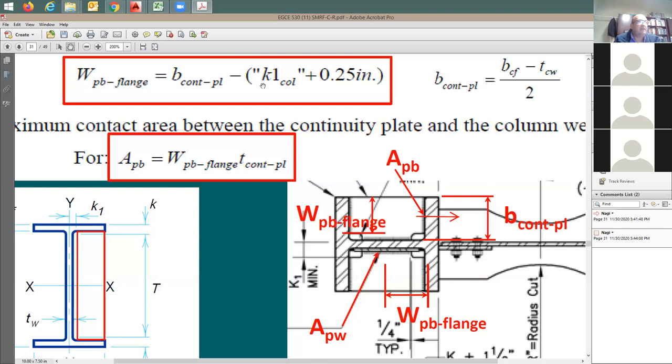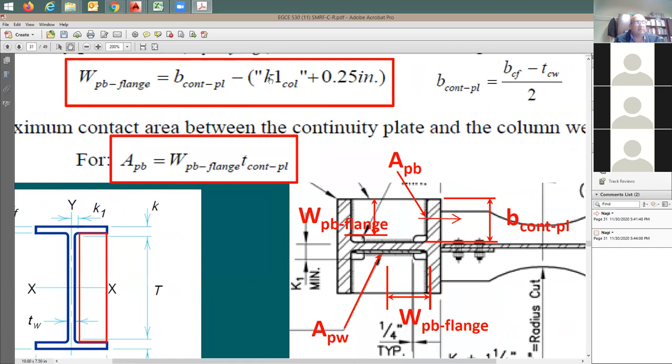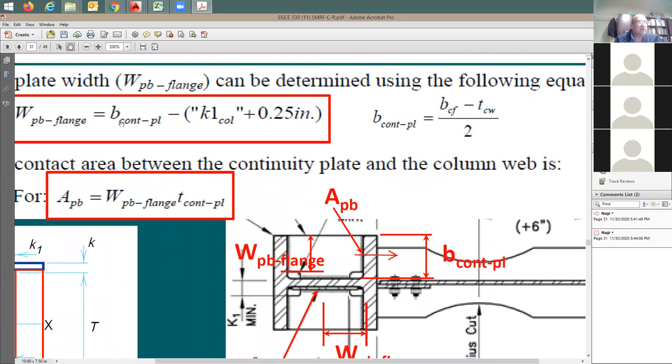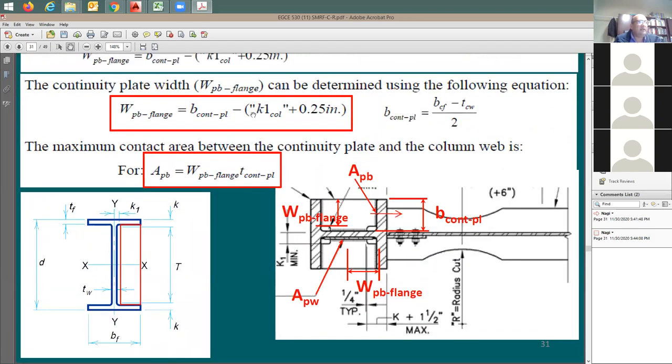Now you come back again and then you subtract K1 as if K1 is really measured from the face of the web, right? But in reality, K1 is measured from the center of the column. So you are kind of double counting it, right? But this is what the AISC recommendation says. But when you look here at the detail I gave you, it just showed this to be K1 minimum. So this reference that we are using double counts the K1 effect in our example.